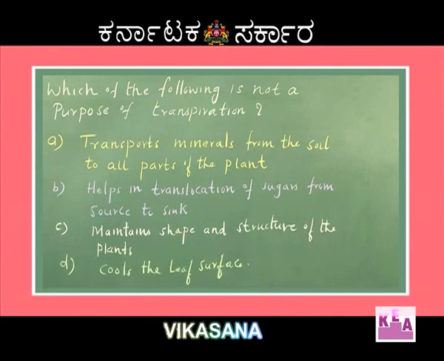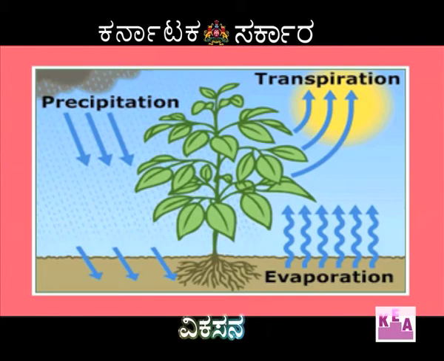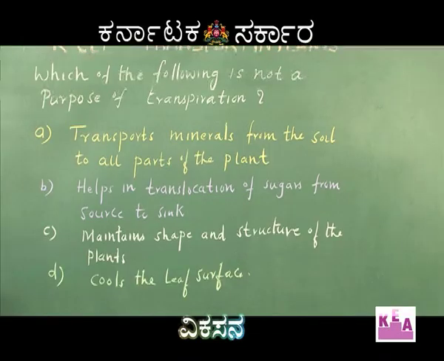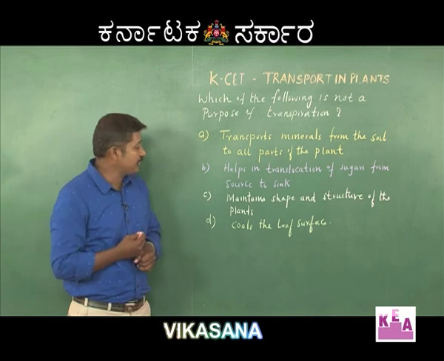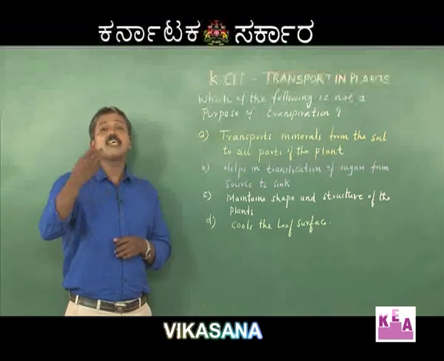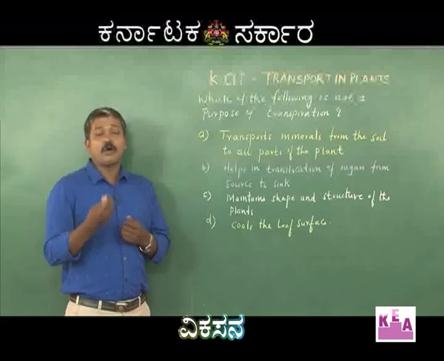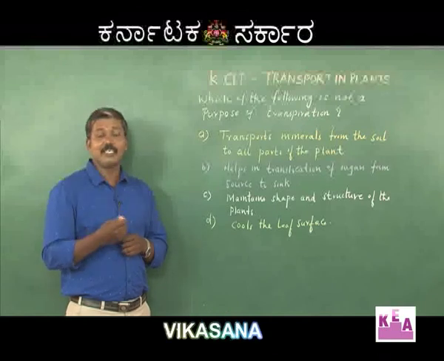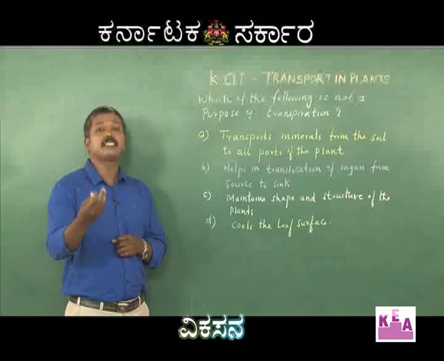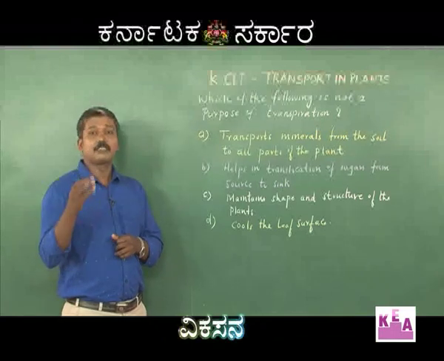See, transpiration, as we know, is loss of water in the form of vapor from aerial surfaces of the plant. The transpiration helps in ascent of sap, that is upward movement of water and minerals. Hence, the first option, transports minerals from soil to all parts of the plant, is correct. So, maintain shape and structure of the plants. As the ascent of sap takes place, the movement of water and minerals takes place. When this water is absorbed by the cells, the cells get turgid. So, when the cells get turgid, it maintains the shape and structure of the cells as well as tissues and organs.